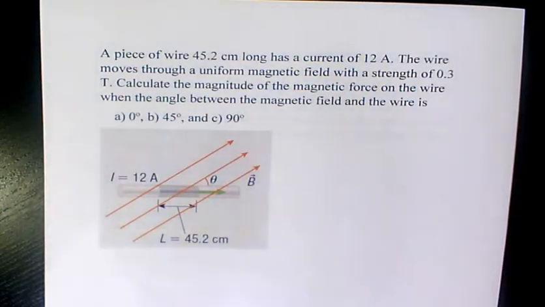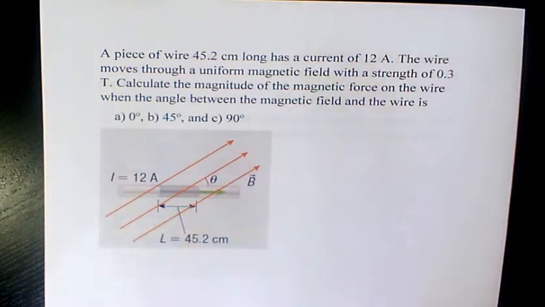A piece of wire 45.2 centimeters long has a current of 12 amps. The wire moves through the uniform magnetic field with the strength of 0.3 Tesla. Calculate the magnitude of the magnetic force on the wire when the angle between the magnetic force and the wire is 0, 45 degrees, and 90 degrees.